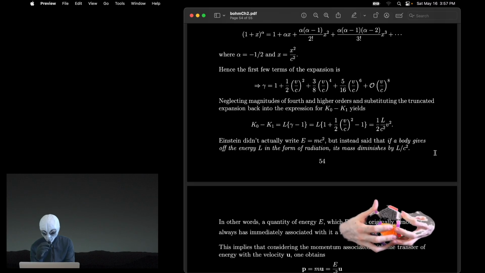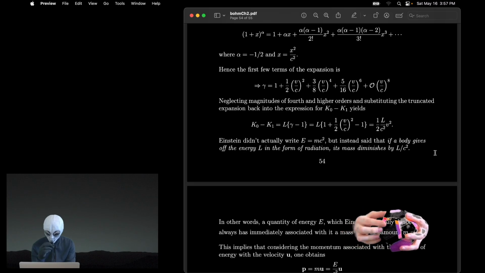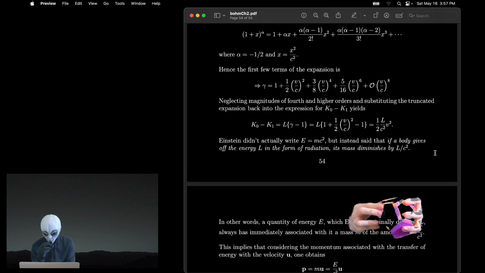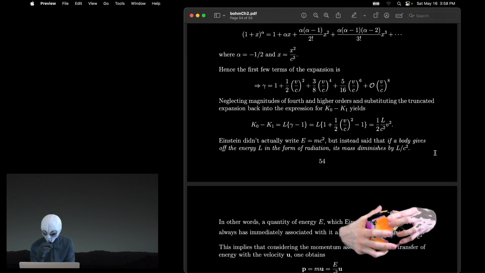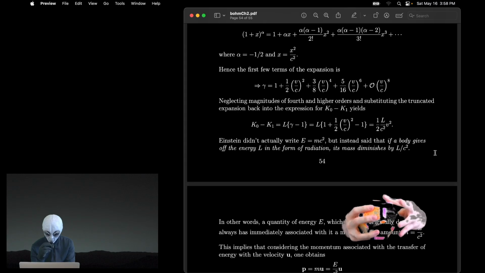Hence, the first few terms of this expansion are gamma equals 1 plus 1/2 times the quantity v over c squared plus 3/8 times the quantity v over c to the 4th plus 5/16 times the quantity v over c to the 6th plus terms on the order of the quantity v over c to the 8th.